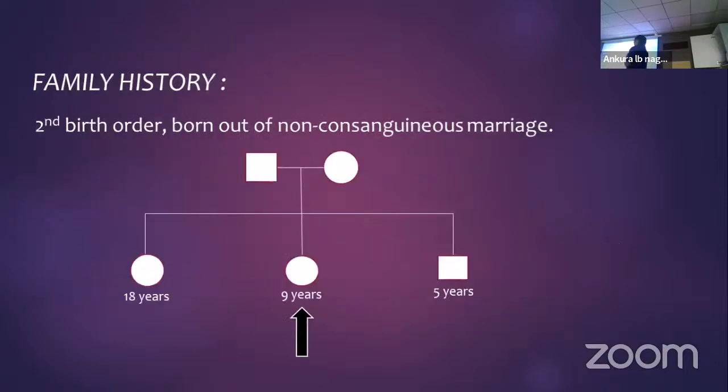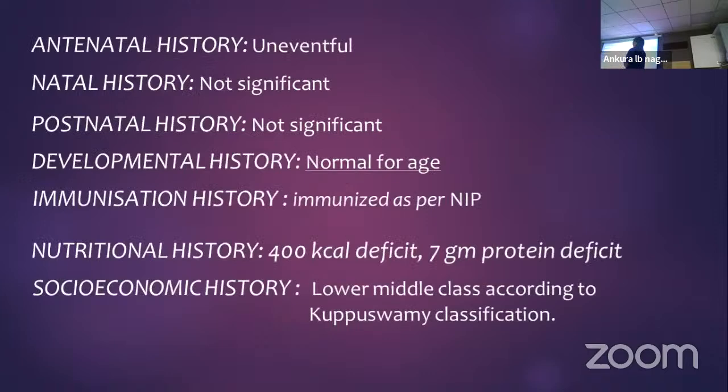She is the second born, out of a non-consanguineous marriage, and there were no complaints in the other children, like the walking difficulty and not gaining weight that we saw in her. So all other history was negative, sir. There was nothing significant to our case.